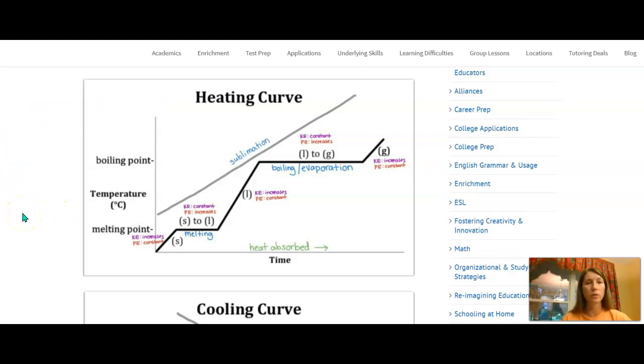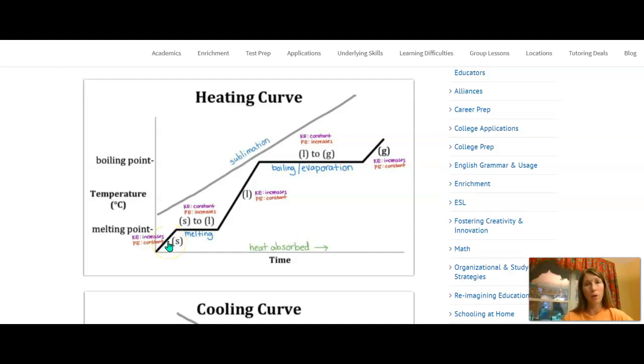Okay, so first, if we're looking at the heating curve, you can see down here you have time as your independent variable. Sometimes you see this as heat energy being added, or heat absorbed. So think of time as moving this way, or heat energy being added as that time goes by. Here you have your temperature. Of course, your temperature is going to be increasing as you move up in the graph. Starting at the bottom of your heating curve, you have a solid. That's what this S stands for.